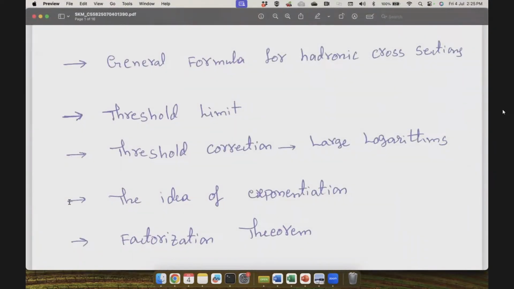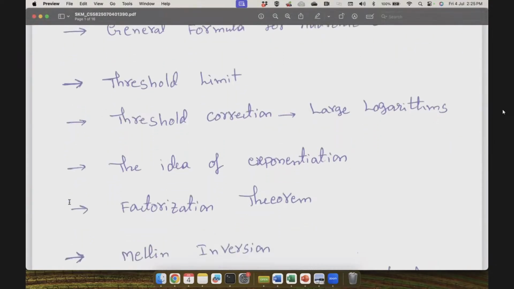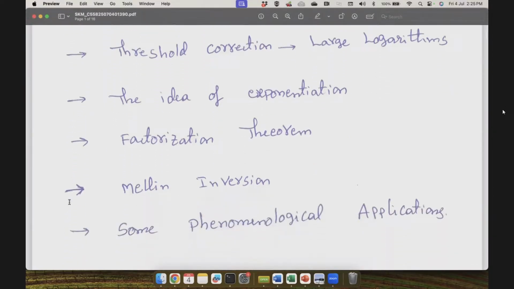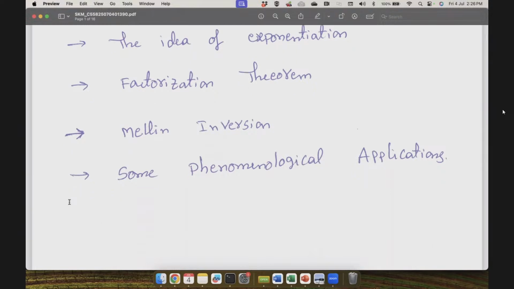So then I will go to what is the idea of exponentiation. Famously, that is called the threshold exponentiation or the threshold resummation. Then that is based on the concept of the factorization theorem. And then what is this Mellin inversion and some phenomenological applications of this. So this is a broad plan of my presentation for today's lecture and tomorrow's lecture.